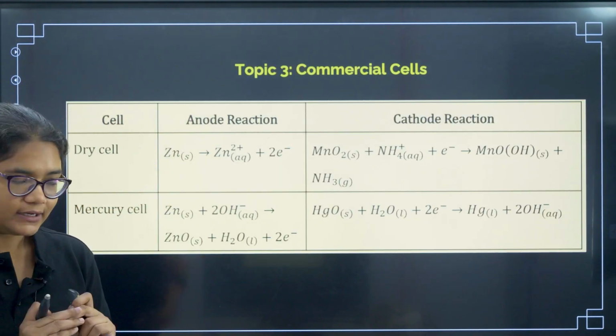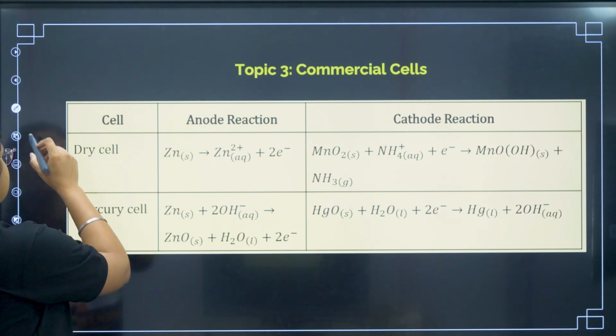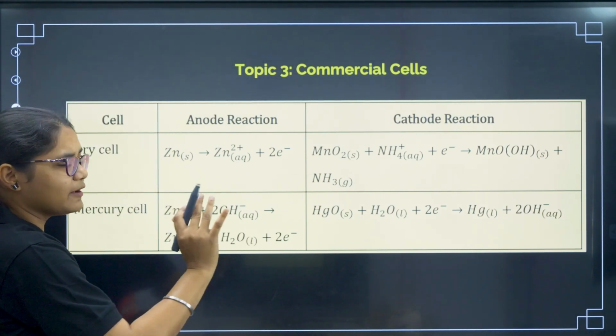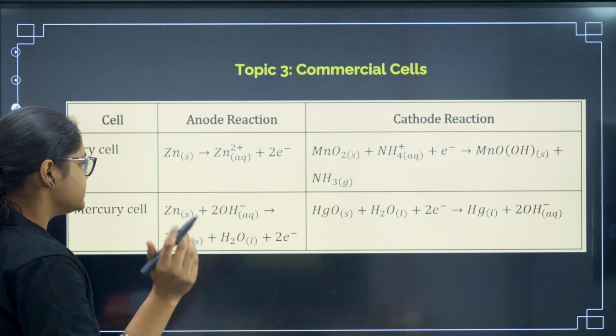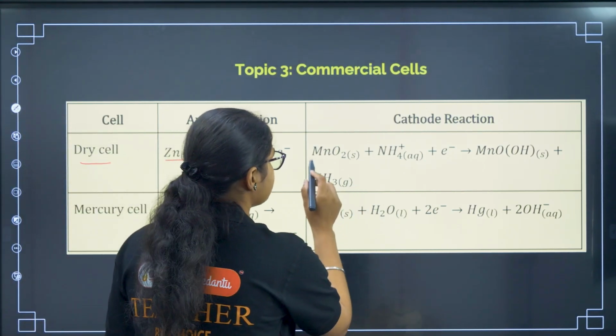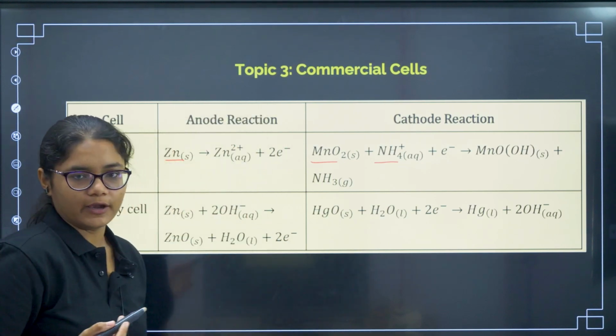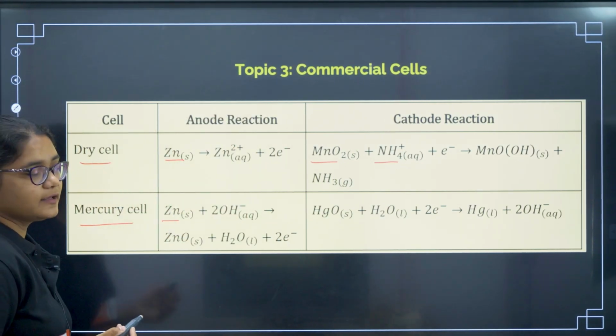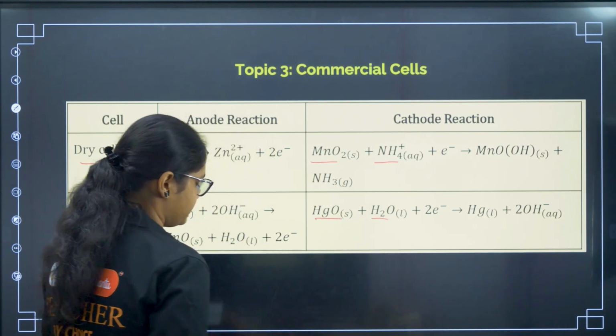Next, you don't have to do anything. You just have to know for each cell what are the anode and the cathode. So you don't have to read the reactions also. Just remember, for dry cell, anode is made up of zinc, cathode is made up of manganese oxide and ammonia. For mercury cell, you have to remember the anode is made up of zinc, cathode is made up of mercury.